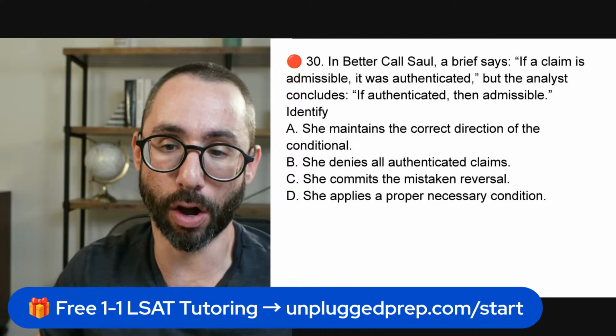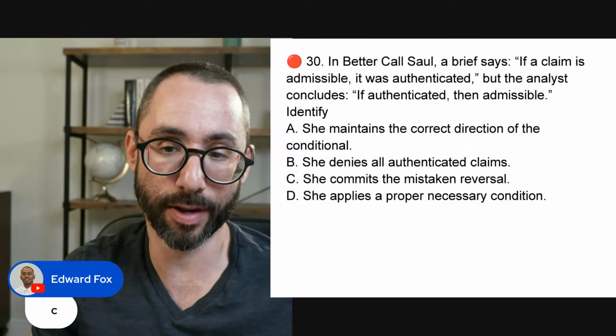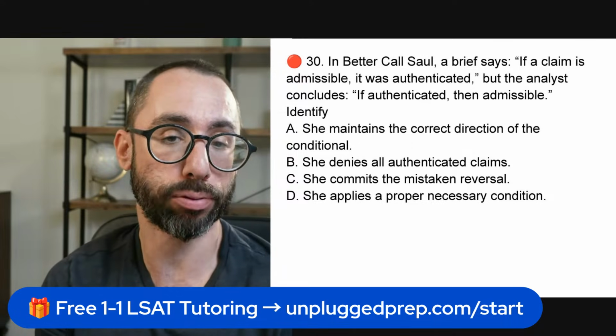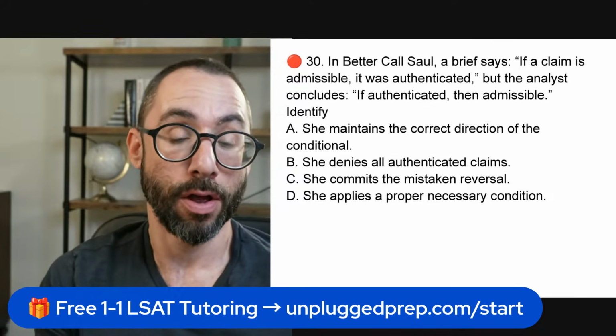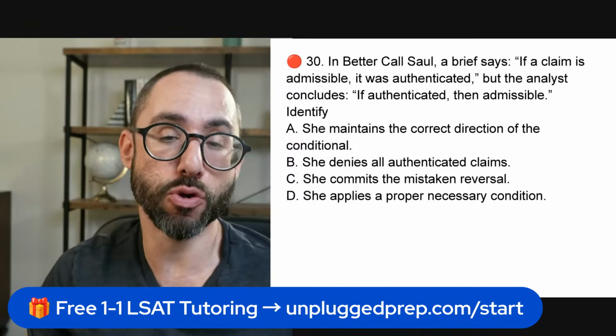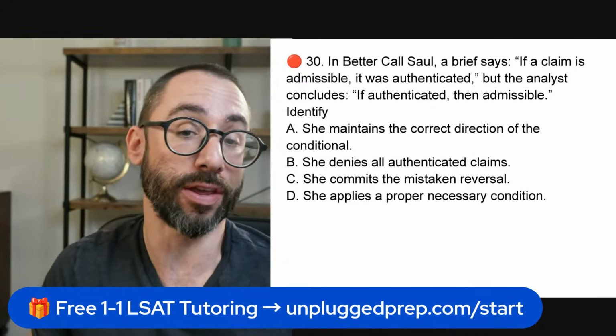A lot of folks got it. Awesome. Osvaldo says C. TG Law says C. Edward says C. The answer is in fact choice C. She commits the mistaken reversal, improperly confusing necessary and sufficient conditions. So C's our answer. Well done, folks. Out of these first 30 that we did, please drop in the chat how many you got right out of the ones that you did. If you did all 30, let us know if you got, say, 27 out of 30.